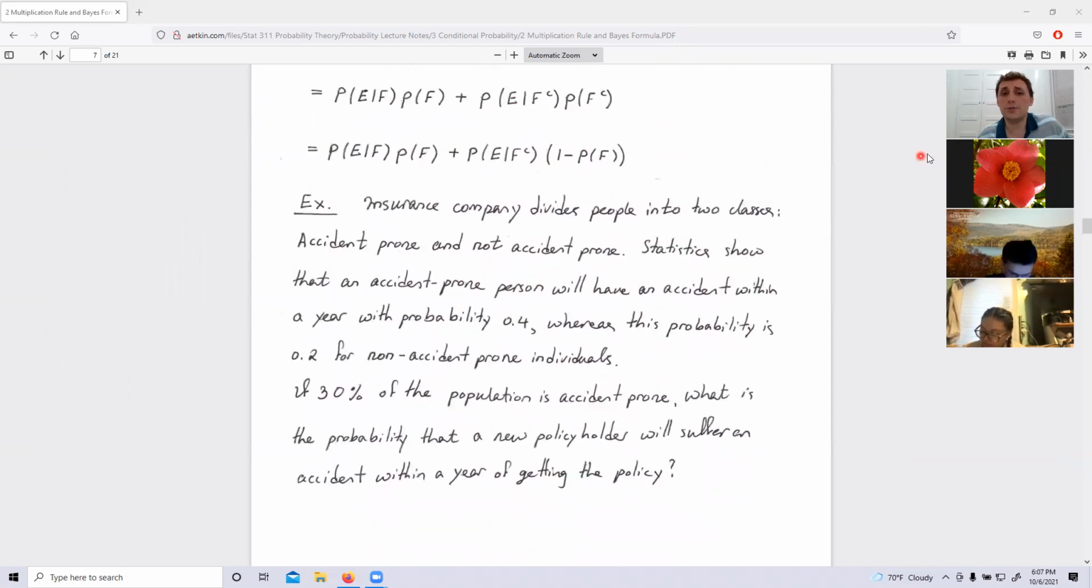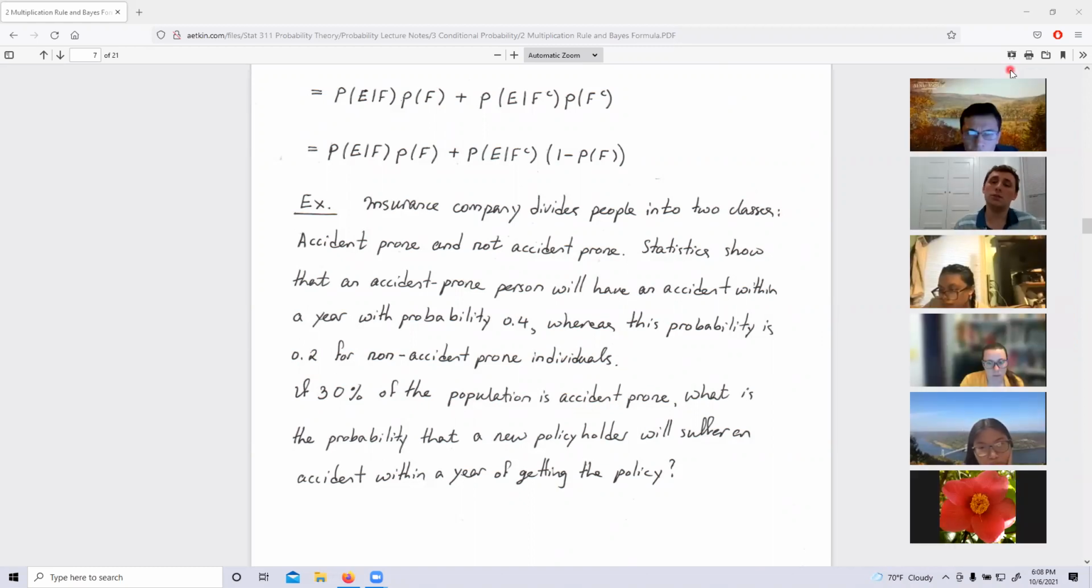So here is the first question. An insurance company divides people into two classes, accident prone and not accident prone. Statistics show that an accident prone person will have an accident within a year with probability 0.4, whereas this probability is just 0.2 for a non-accident prone individual. And we know that 30% of the population is accident prone. What is the probability that a new policy holder will suffer an accident within a year of getting the policy?